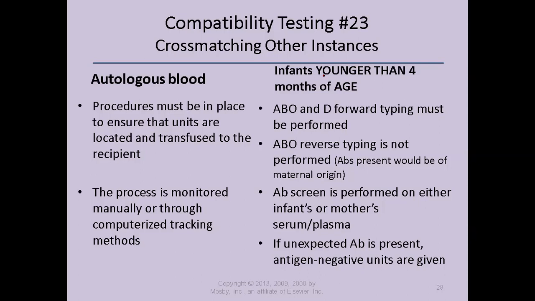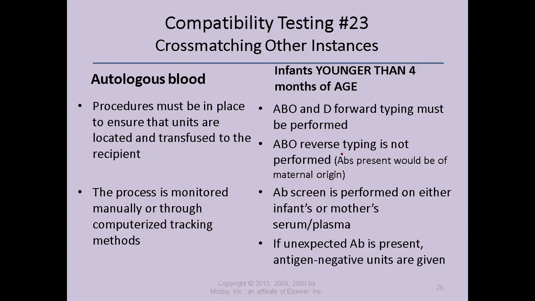Now, this is something we're going to build on when we get to HDFN, hemolytic disease of the fetus and newborn. When we have infants younger than 4 months of age, we can do our ABO-D typing, absolutely, only forward. We are not going to do reverse typing because let's think about it. Remember, in our very first lecture, we talked about passive immunization. Any newborn up to 4 months of age, any antibodies they have are going to be of maternal origin.